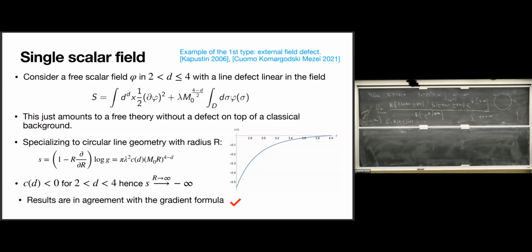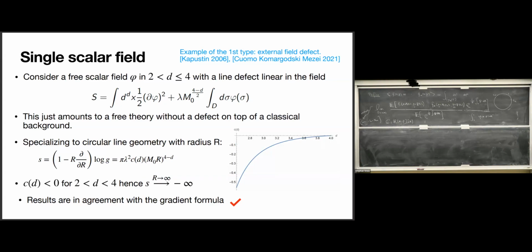The first example is very, very simple. It's just what happens when you have a single scalar field and then you add an external field defect. Namely, you add a perturbation that is linear in the scalar field. Here, lambda is the coupling constant, m0 is the mass scale, and that's the free action. It's just a free boson, so it's scale invariant. It's conformally invariant, and that's the perturbation. We consider it when d is between 2 and 4, such that it's a relevant perturbation. This theory is extremely simple. You can just solve it.